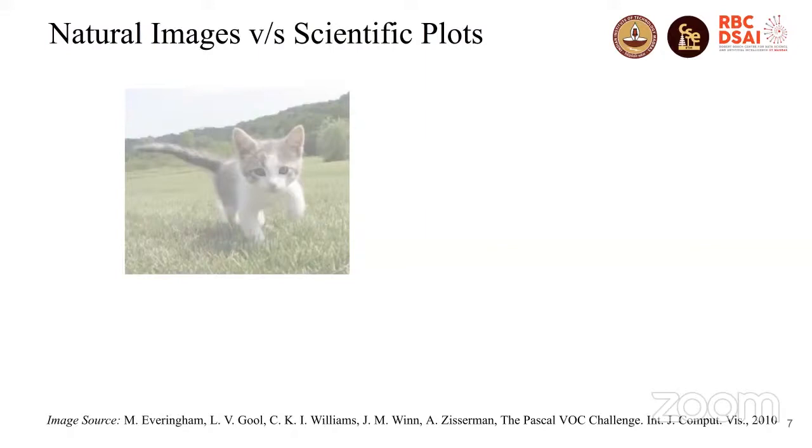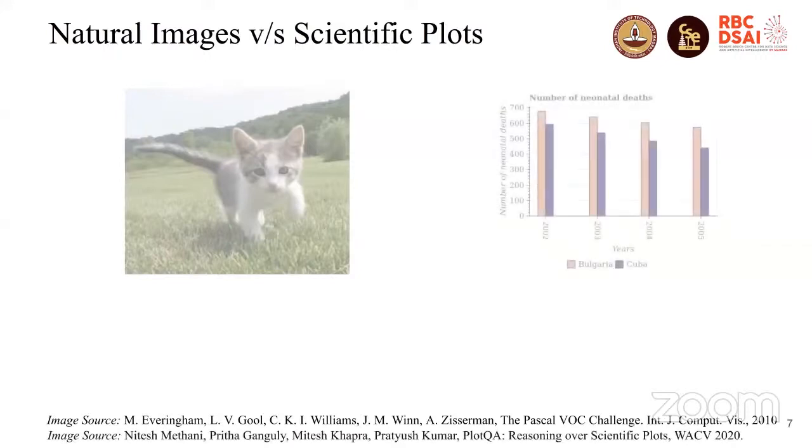So a natural image is one which you typically see in a scenic environment, and you have a single object at the center or a few objects in the image, right? And these objects are typically big in size. And if I compare this with a scientific plot, this is what a scientific plot looks like, right? So the first difference, of course, is that in a natural image, you only have visual elements. You just don't have any text here.